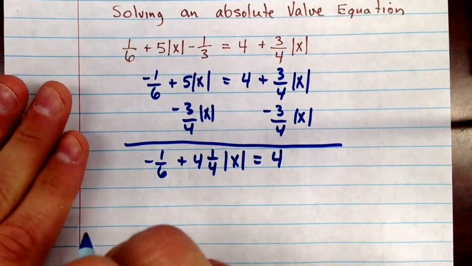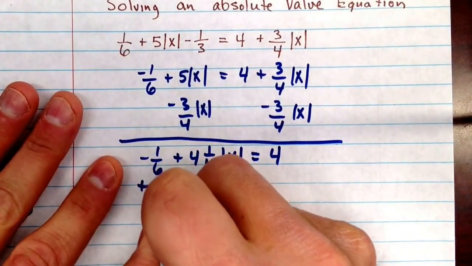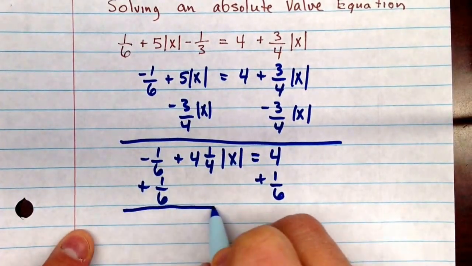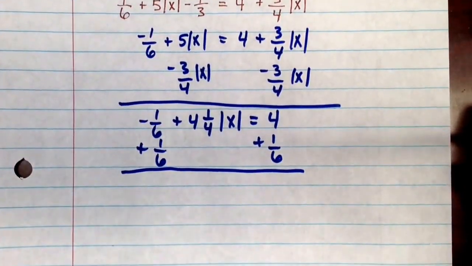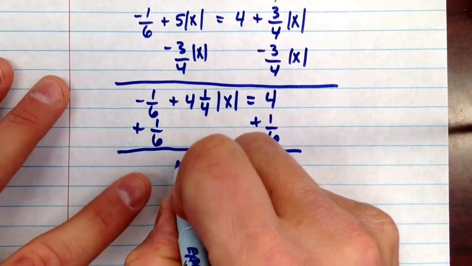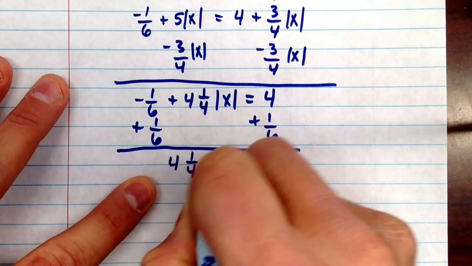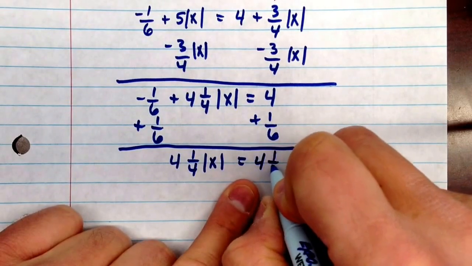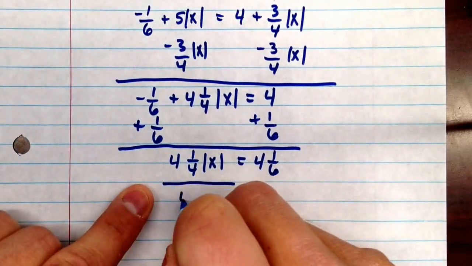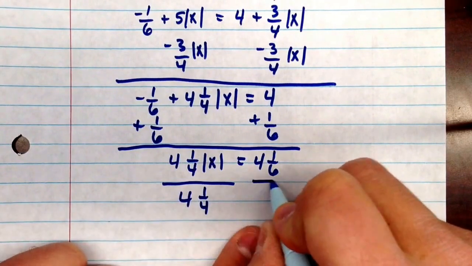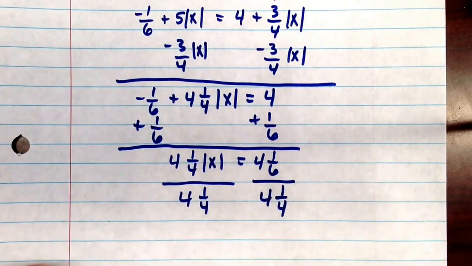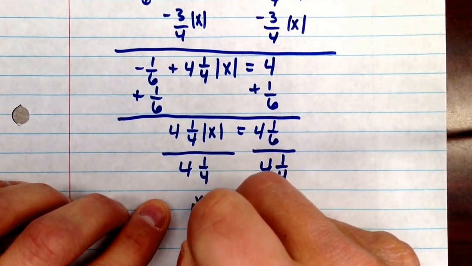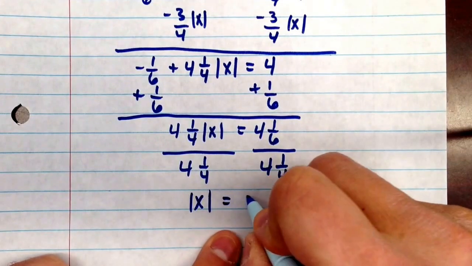Then it looks like I could probably add 1/6 to both sides. And that gives us 4 1/4 times the absolute value of x equals 4 1/6. Now we just divide both sides by 4 1/4. Use a calculator for that too. And then we have the absolute value of x come down as 50/51.